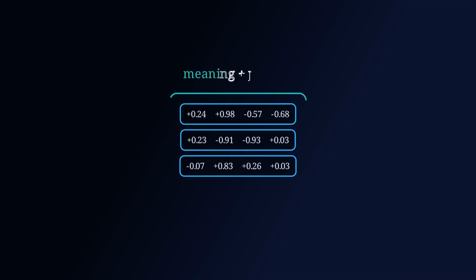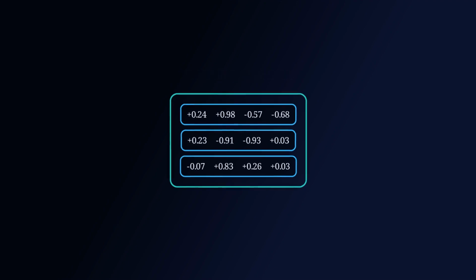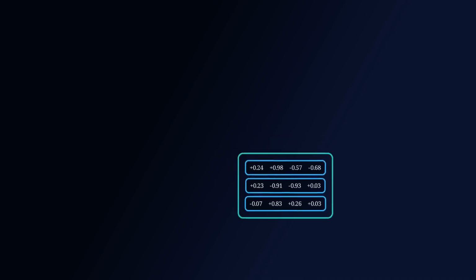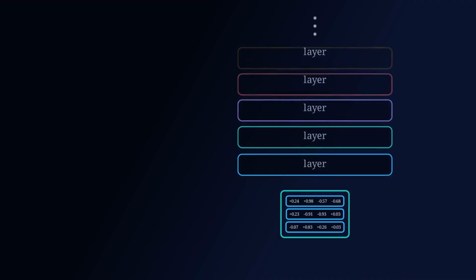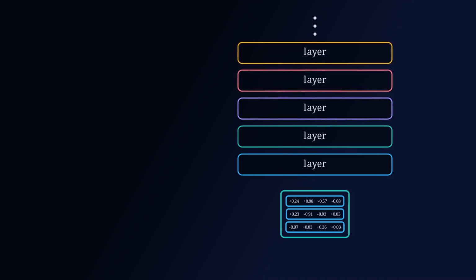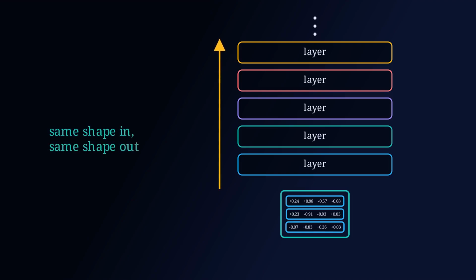Everything up to here was just preparation. Now the real thinking begins. The vectors flow into a tall tower of processing layers, stacked one on top of another, sometimes dozens, sometimes over 100. Each layer takes the vectors it receives and hands back an improved version of the same shape, same number of vectors in, same number out, but better informed.